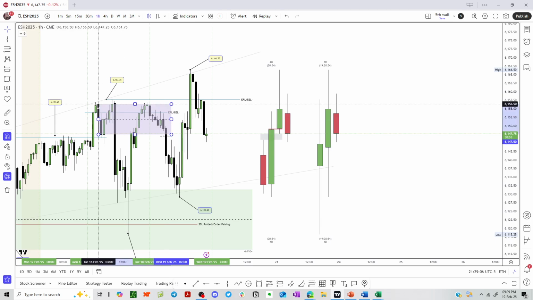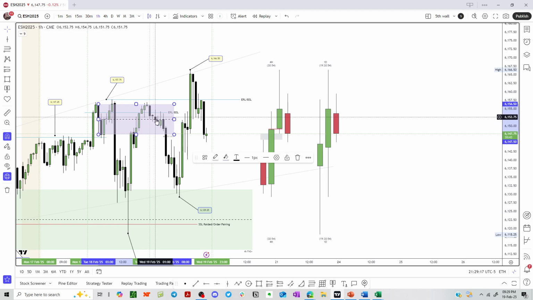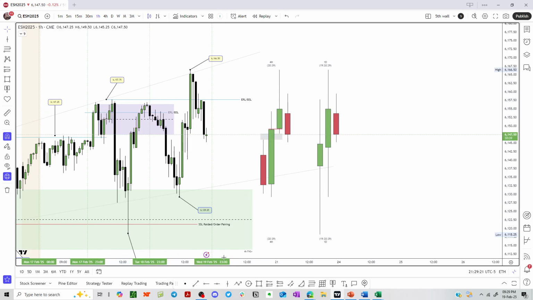So technically, this would have been the complete breaker block, and you can see price reacting to it. And let's see, this candle, the open and the high are the same, 61.56.50.